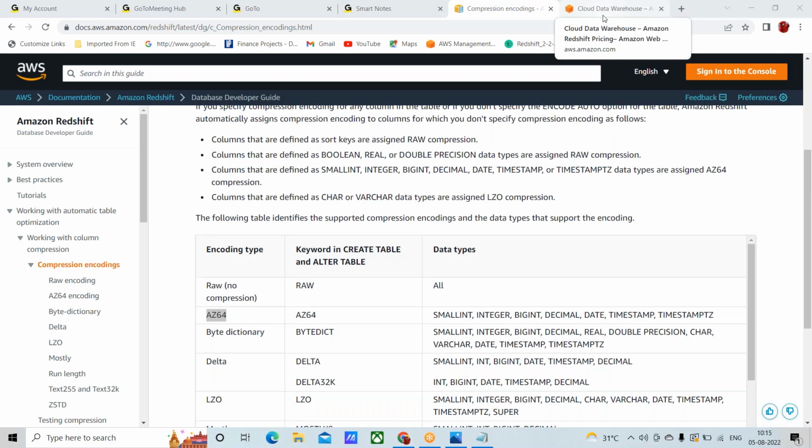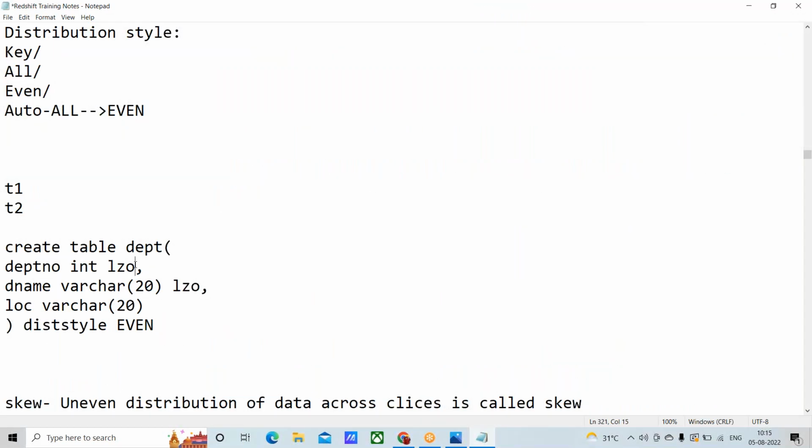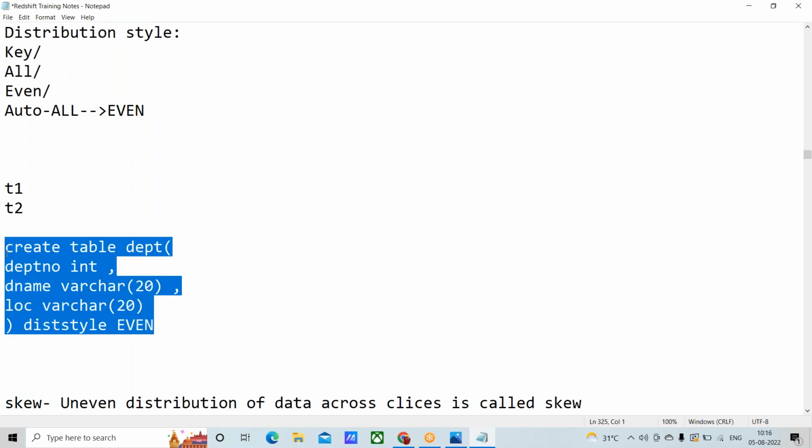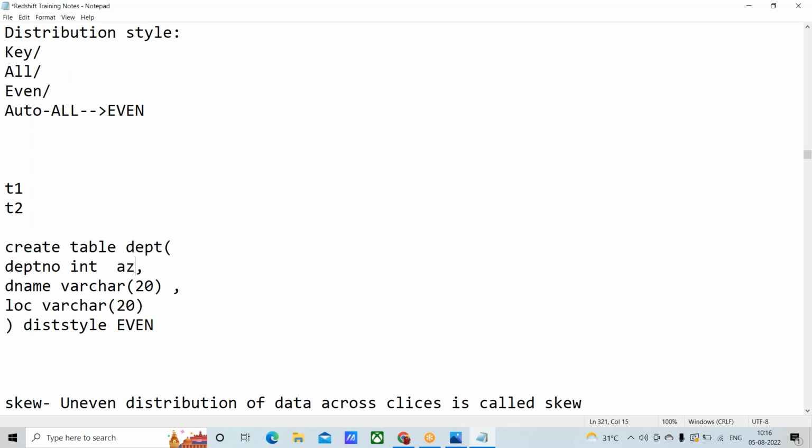So encoding is automatic. You don't have to define it at the time of creating a table. You can just create it, no need to mention LZO and AZ64 and all. It will happen automatically. You just create the table as you do in any database, Postgres or Oracle or anything. If you create like that and show the table, it will show automatically here like this, AZ64, and this is LZO.